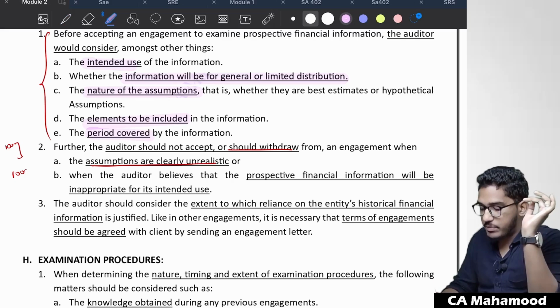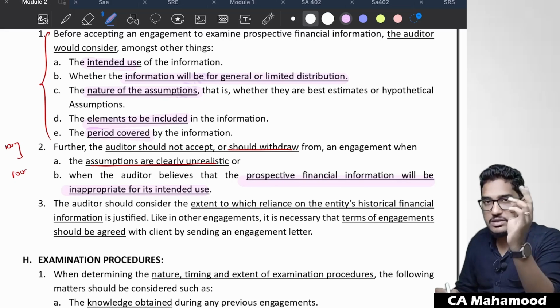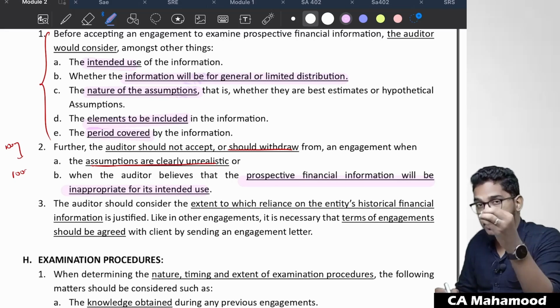When the auditor believes that prospective financial information will be inappropriate for its intended use, or if you feel that the prospective financial information is completely inappropriate, it will not serve the purpose, then also don't accept it. So 2 cases where you should not either accept, or if you have already accepted, you have to withdraw.